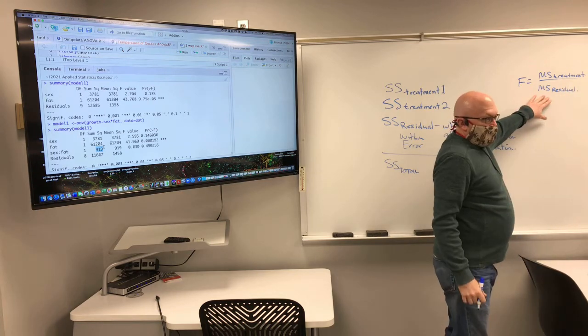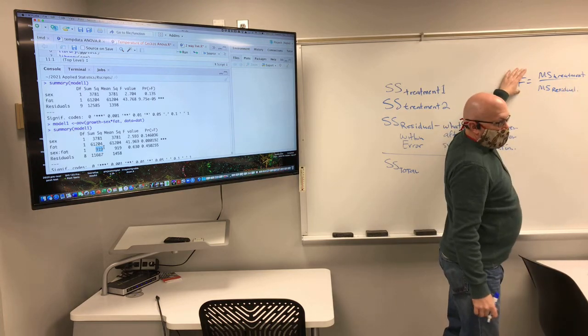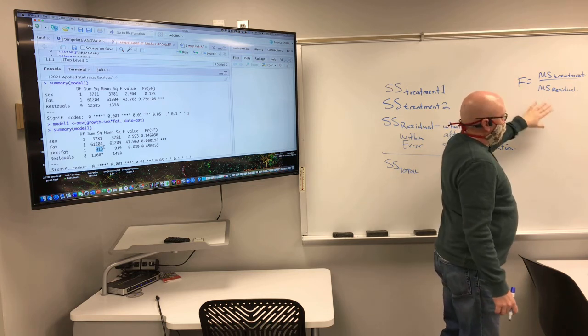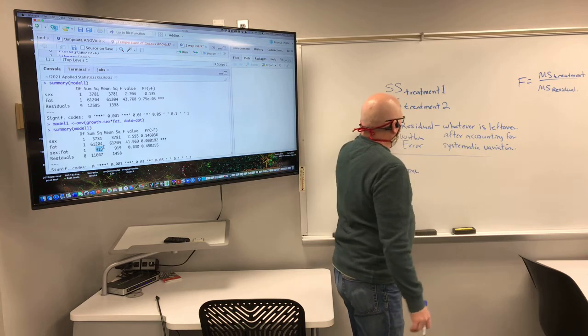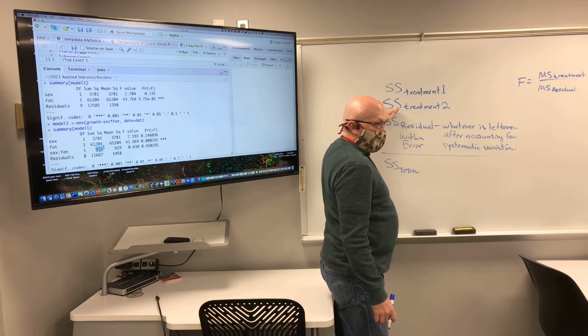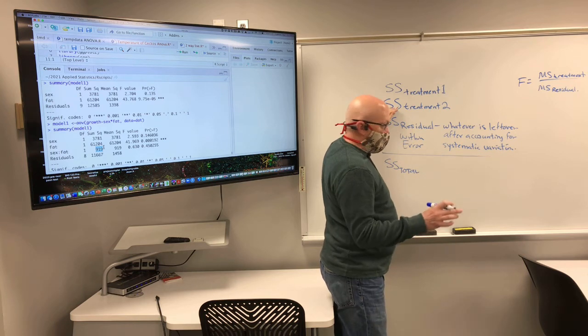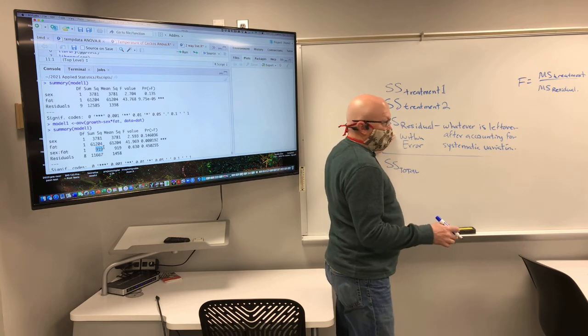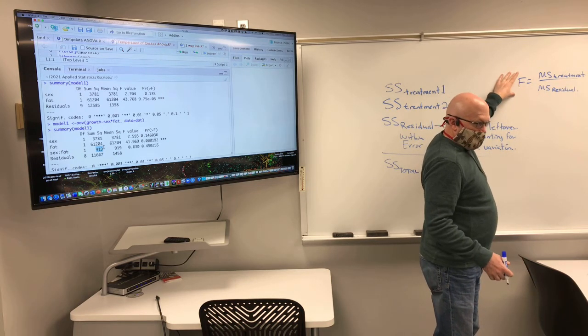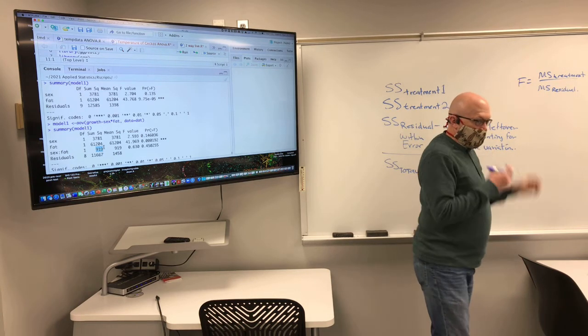The lower this gets, the bigger this gets, and the more likely you are to see a difference when a difference occurs. So by not including the interaction term, we just take that systematic variation that is due to the interaction of sex and fat type, and we dump it into residual. That makes residual bigger, that makes F smaller, makes it harder to see differences.